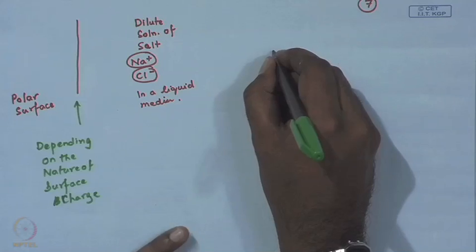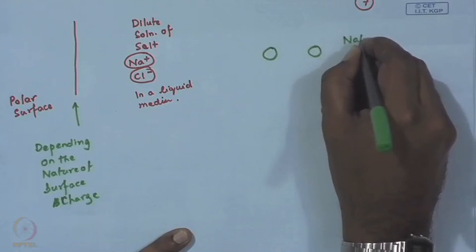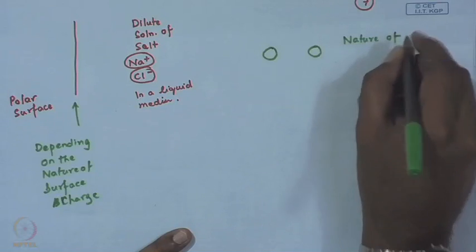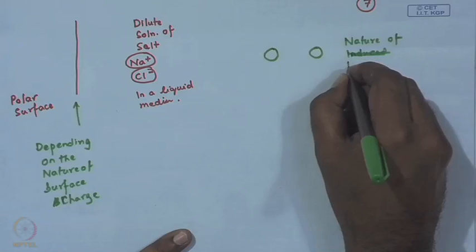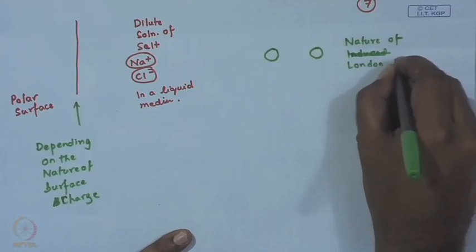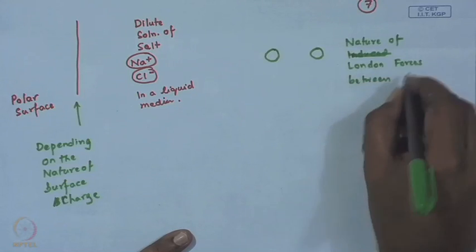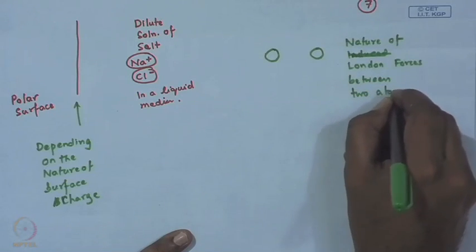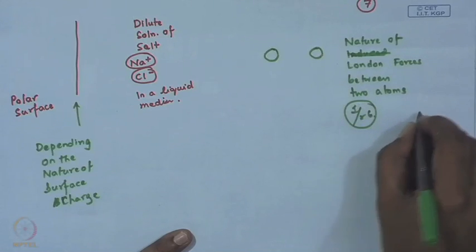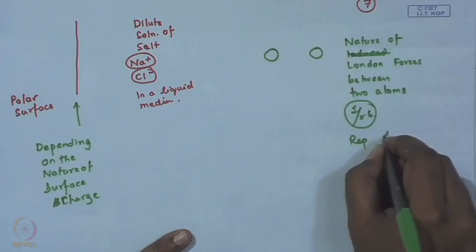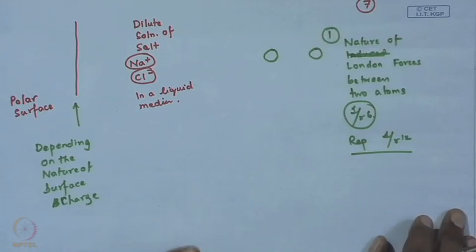So, we first talk about the nature of induced, or the nature of London forces between two atoms, which we know is 1 by r to the power 6, the attractive part, and also there is a repulsive part, which is 1 by r to the power 12. So, this is the first thing which we already understand.